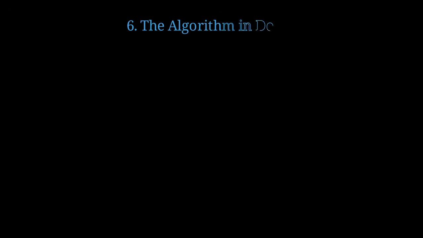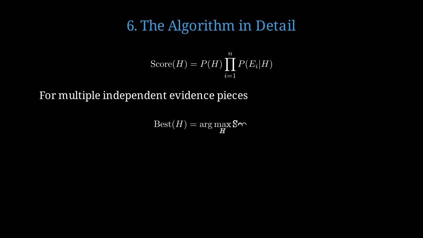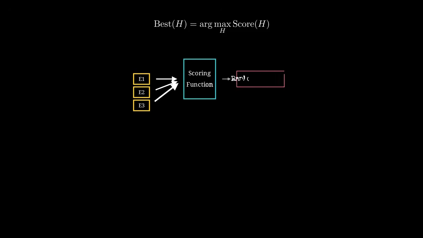Let's examine the core algorithm more closely. The scoring function multiplies the prior probability by the likelihood of each piece of evidence given the hypothesis. When we have multiple independent pieces of evidence, we multiply their individual likelihoods. The best hypothesis is the one that maximizes this score function. Evidence pieces flow into the scoring function, which outputs ranked hypotheses based on their explanatory power.